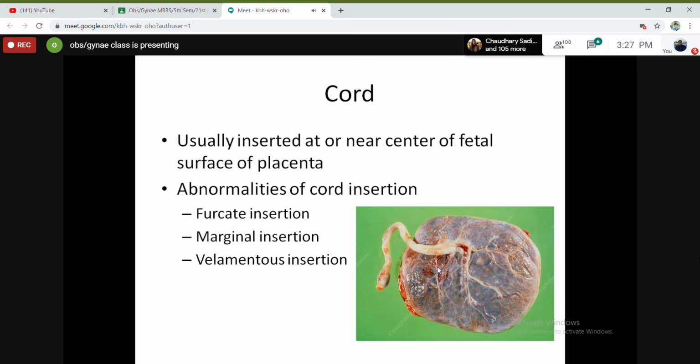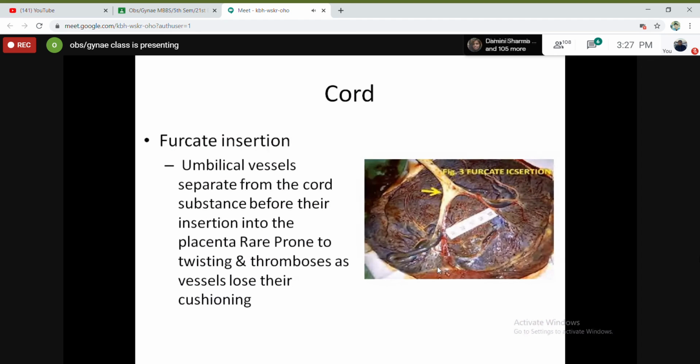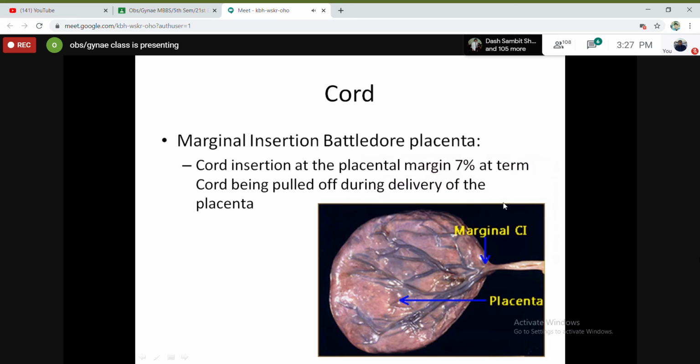The umbilical cord is usually inserted at or near the center of the fetal surface of the placenta, as shown in the figure, and there are various kinds of abnormalities of cord insertion. Number one is velamentous insertion. The umbilical vessels separate before inserting into the placenta, and it is known as velamentous insertion. The picture shows the velamentous insertion.